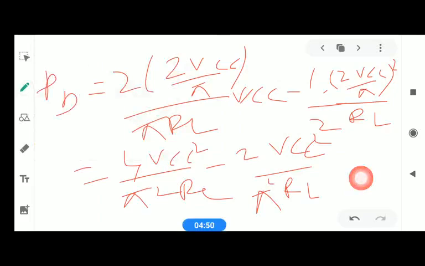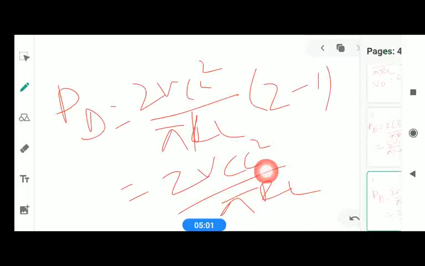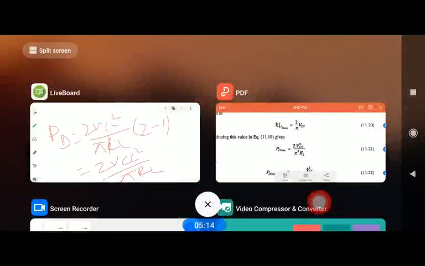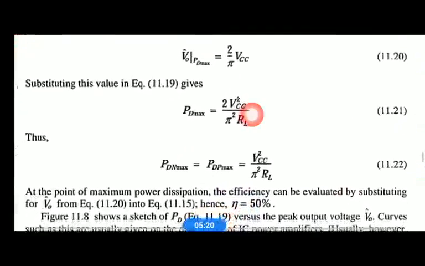Now you can see here 2 VCC square by pi square RL. We are taking common from these two terms. If you take 2 VCC square by pi square RL common from these two terms, inside the bracket what remains is 2 minus 1, which will be 1. Therefore PD is equal to 2 VCC square by pi square RL, that we have shown here. So this is the PD max.